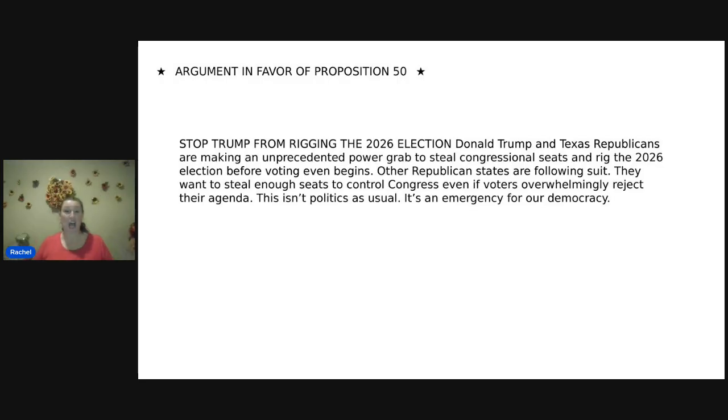All right, stop Trump from rigging the 2026 election. Donald Trump and Texas Republicans are making an unprecedented power grab to steal congressional seats and rig the 2026 election before voting even begins. Other Republican states are following suit. They want to steal enough seats to control Congress, even if voters overwhelmingly reject their agenda. This isn't politics as usual. It's an emergency for our democracy.